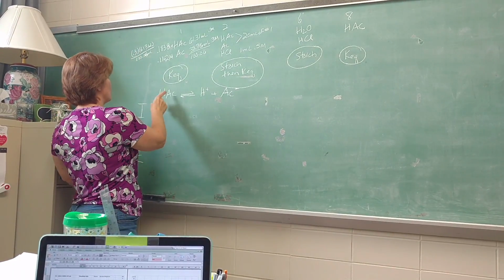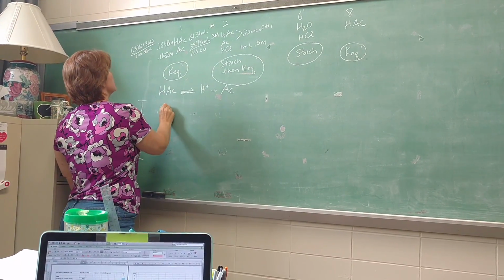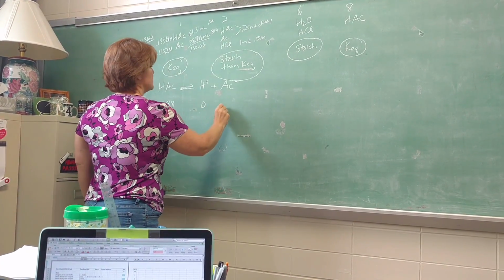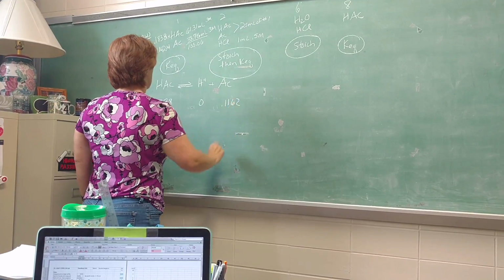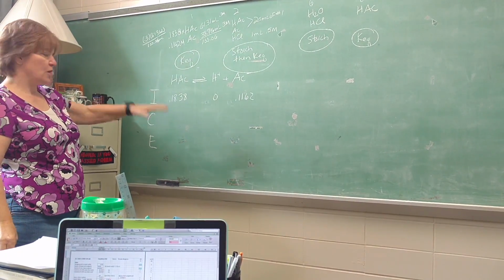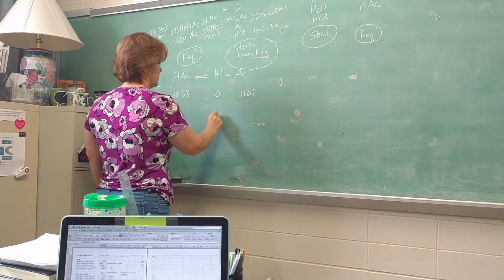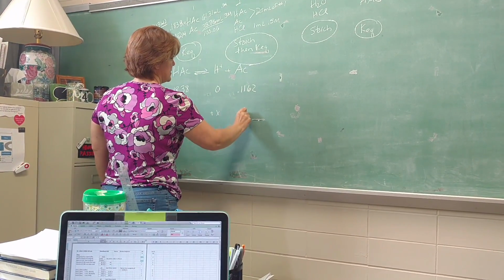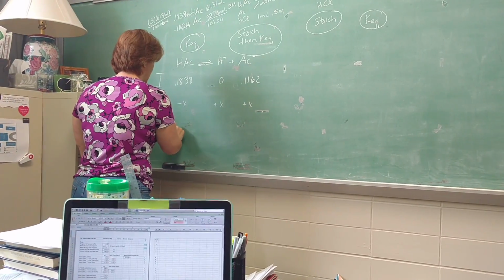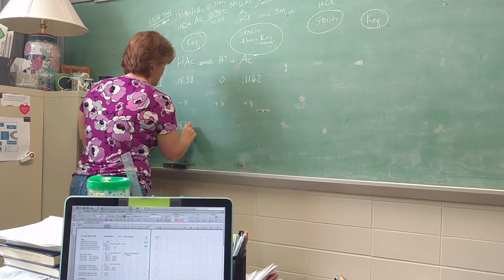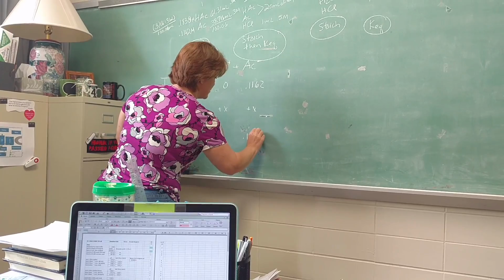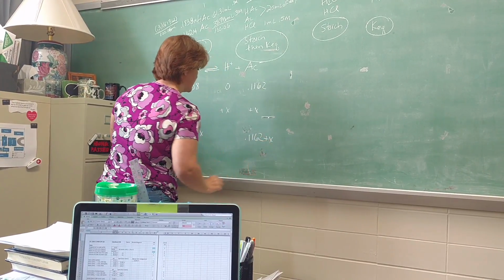Okay, so my initial for acetic acid is 0.1838. This is 0. Initial is 0.1162. 0 molarities. Change is x, right? Plus x, minus x. Equilibrium is 0.1838 minus x, 0.1162 plus x.